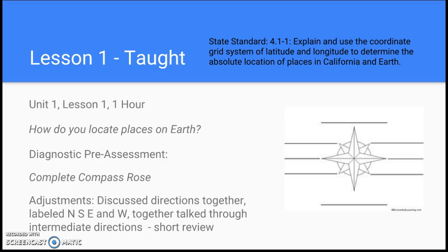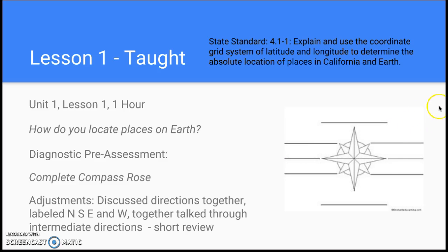So I created a diagnostic pre-assessment for my students. They would complete a compass rose to the best of their ability before the lesson began. It did not go that well. Students knew north and south, and if they knew east and west, they got them mixed up, and students had no idea what went in these lines. These are intermediate directions, so like northeast would go here. Students had no understanding of what that was.